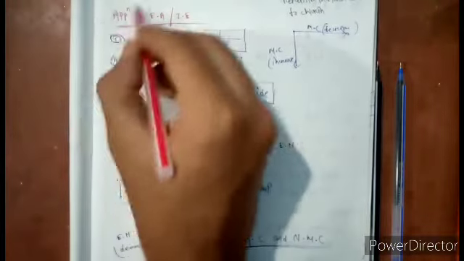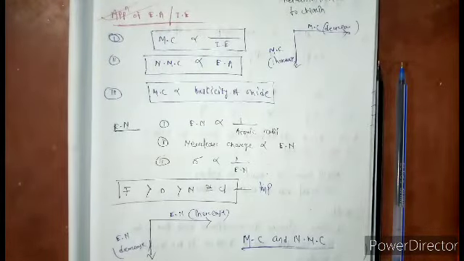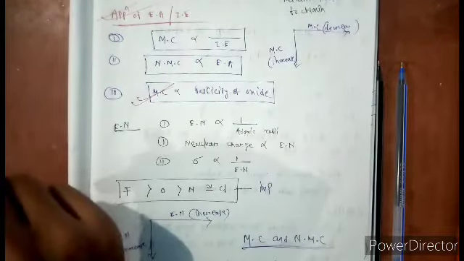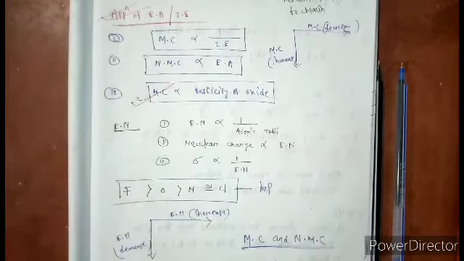Then come to the application of electron affinity or ionization energy. We know that metallic character is inversely proportional to ionization energy. Ionization energy decreases down the group, but metallic character increases down the group, and metallic character decreases along a period. Non-metallic character is directly proportional to ionization energy. So ionization energy decreases down the group, and non-metallic character also decreases down the group. An important thing is that metallic character is directly proportional to the basicity of the oxides. Metallic character increases down the group, so oxide ka basicity bhi increases.